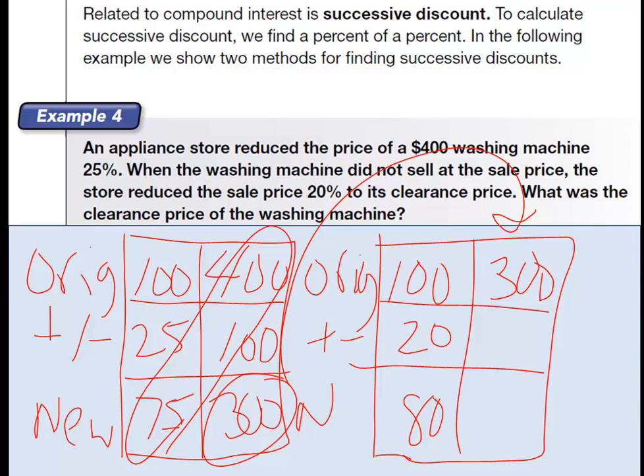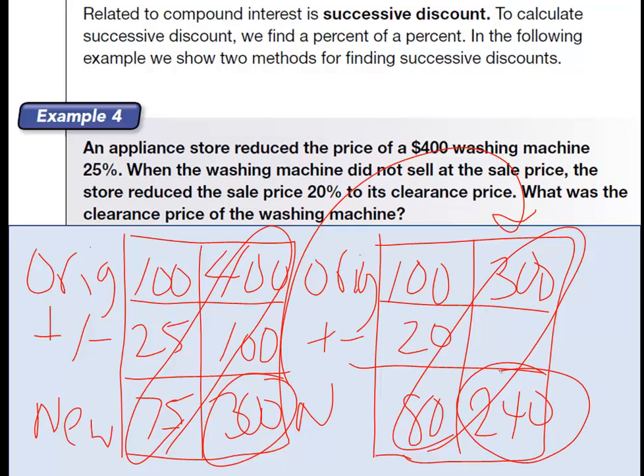Well, now you've got to do the same thing again. Do it all over again. Do 300 times 80, and you get 24,000. You divide that by your 100, and now the washing machine is priced at $240.